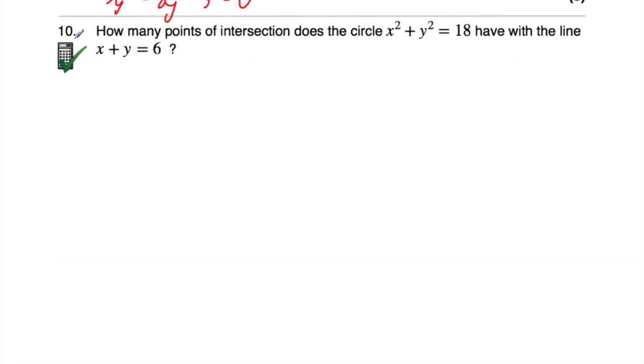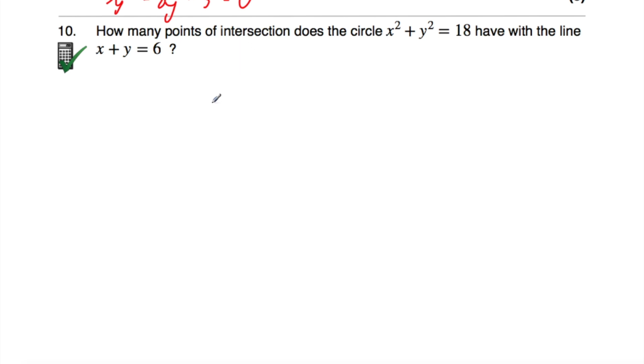Okay, let's have a look at our next question, question number 10. It says, how many points of intersection does the circle x squared plus y squared equals 18 have with the line x plus y equals 6? So here we've got a circle and a straight line, and they could not intersect. You could have a circle and a straight line that never meets the circle, so there could be no points of intersection.